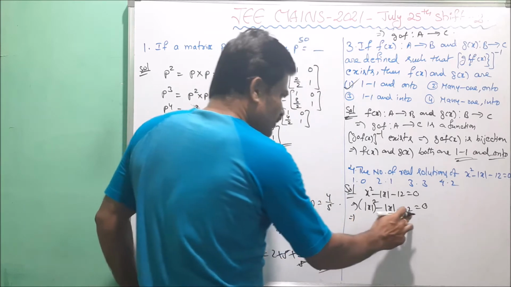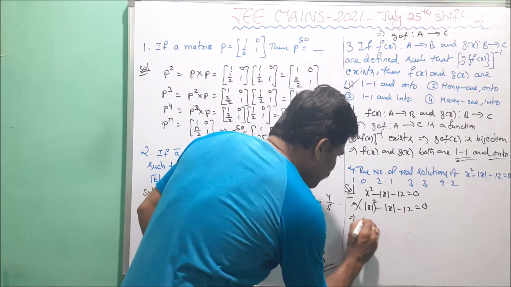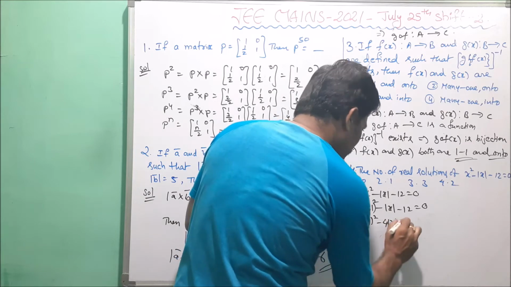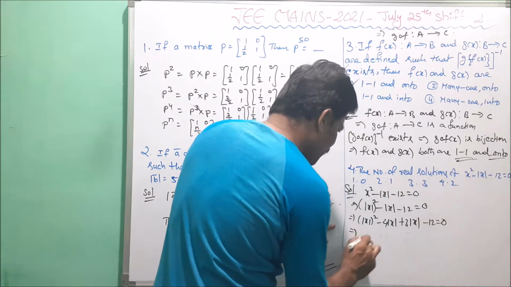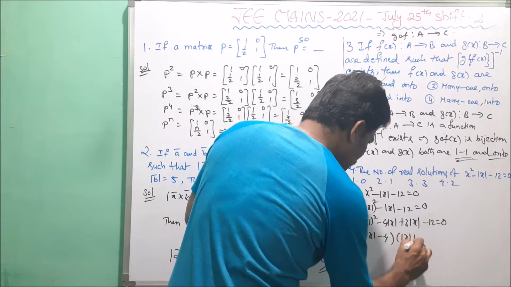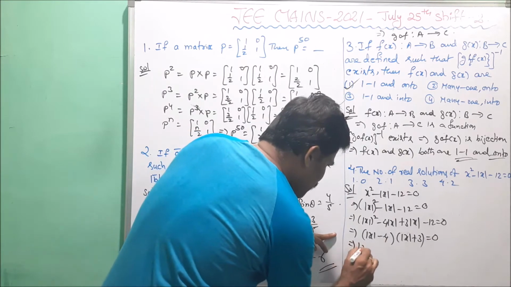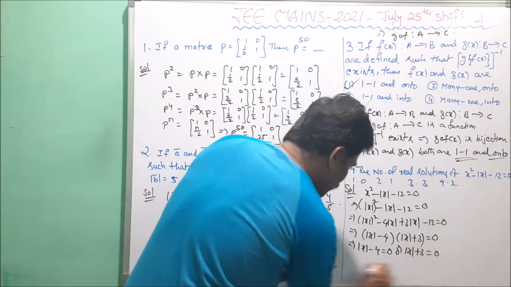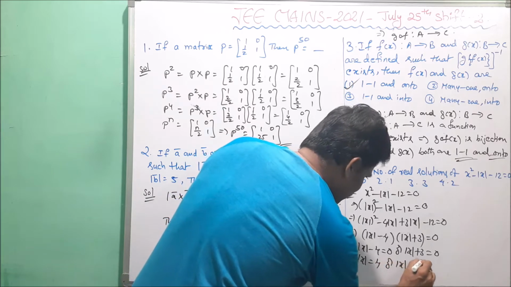Now we have to factorize this. Here we write |x|² − 4|x| + 3|x| − 12 = 0. Now we can simplify it as (|x| − 4)(|x| + 3) = 0, so that value will be equal to 0. Now here we take |x| − 4 = 0 or |x| + 3 = 0. In that, |x| = 4 or |x| = −3.